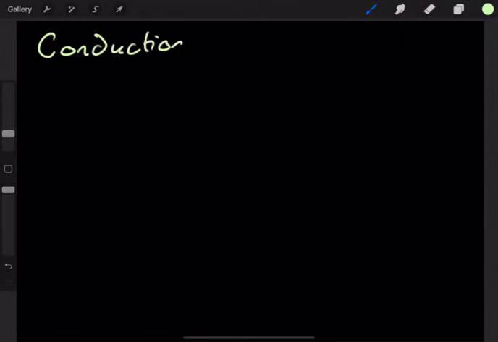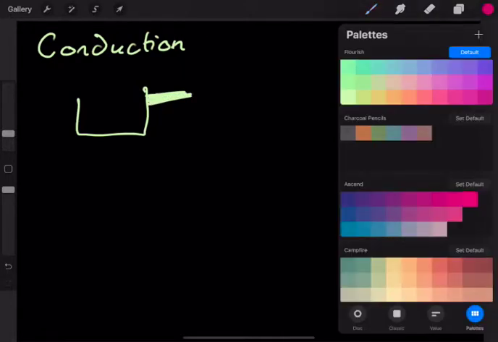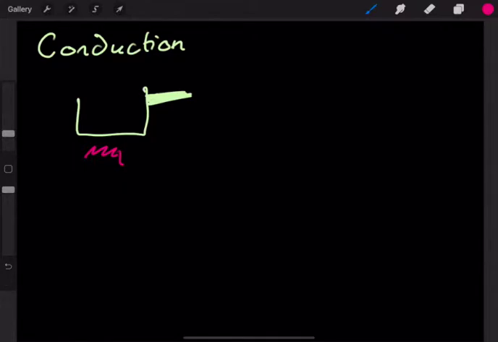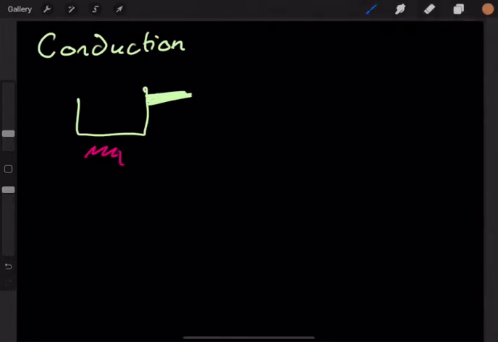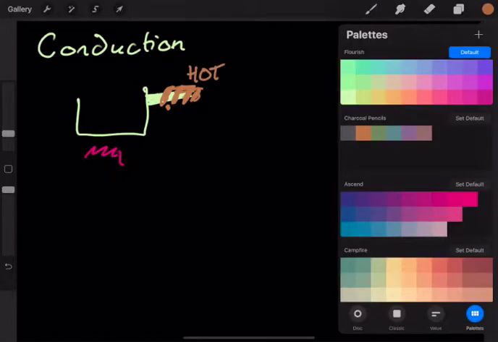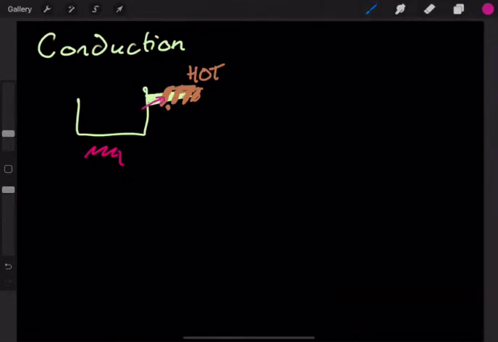Conduction is what happens when something touches something that's hot, and then that second thing becomes hot. So again, we've got a pot. We've got a fire under that pot. And if you touch that pot with your hand, and you're not careful, then your hand is going to get hot, right? Because the heat is going to move from that hot pot into your hand. Ouch, all right?